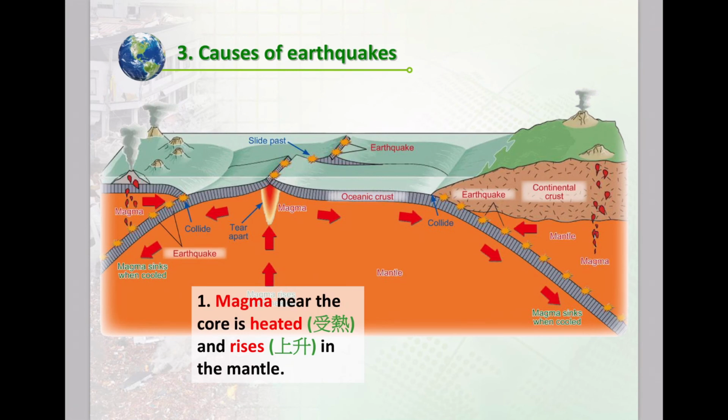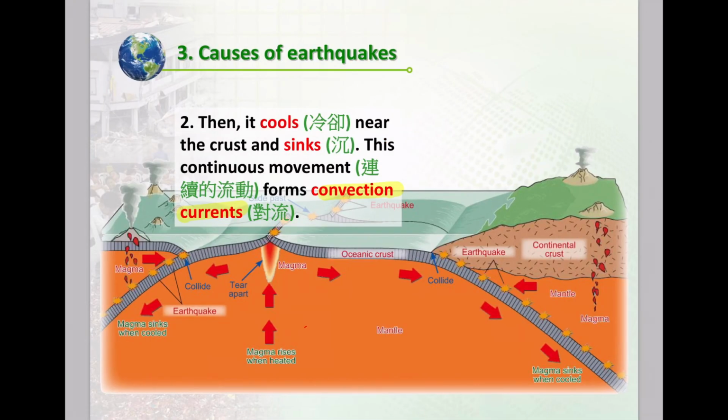Now let's talk about the causes of earthquakes. First, the magma near the core is heated and rises in the mantle. Do you remember that? We have the core here, and the mantle is in this part. The magma near the core is heated, you feel the heat, and then it rises in the mantle. Next, when it moves up here, which is near the crust, it will cool and sink. This continuous movement forms convection currents.